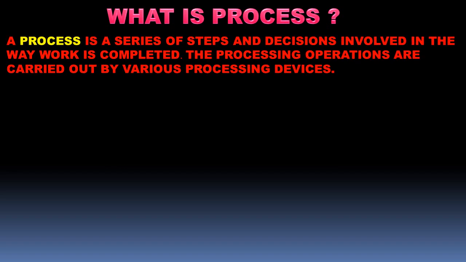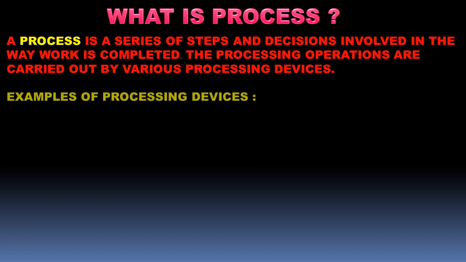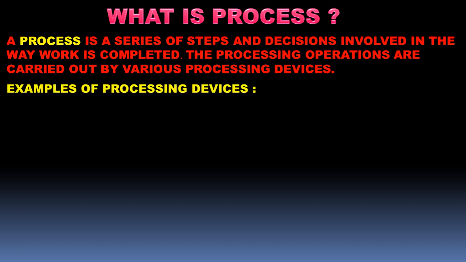Next one is, what is process? A process is a series of steps and decisions involved in the way work is completed. The processing operations are carried out by various processing devices. Examples of the processing device.